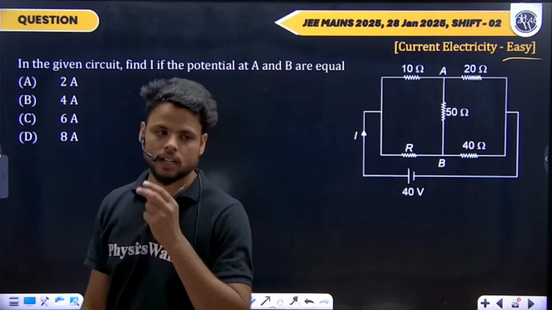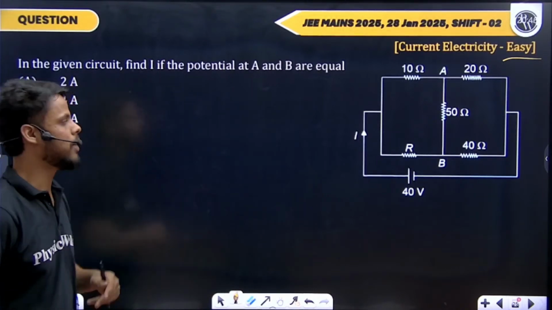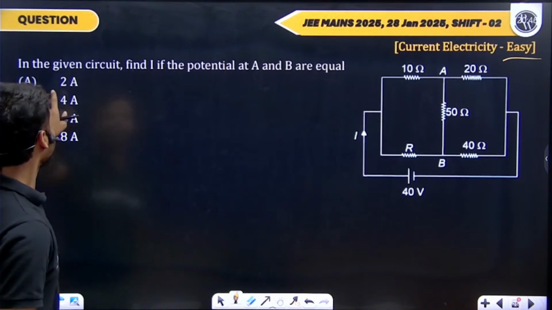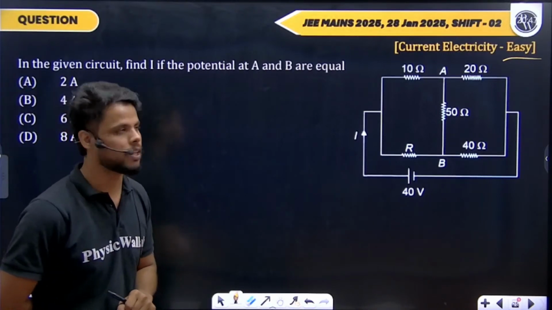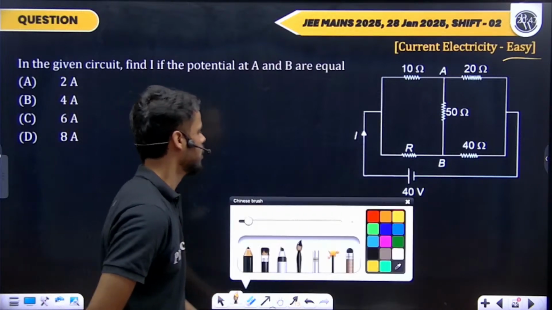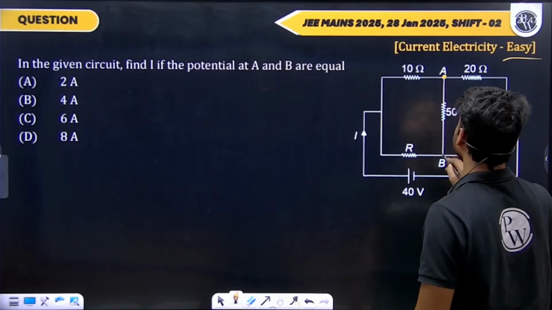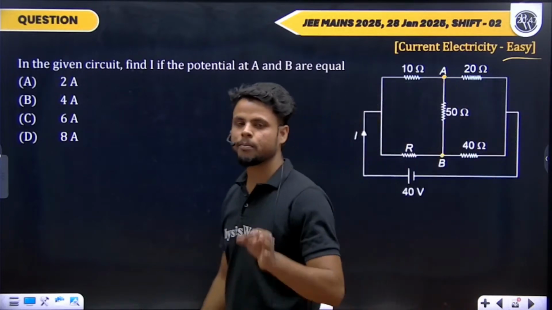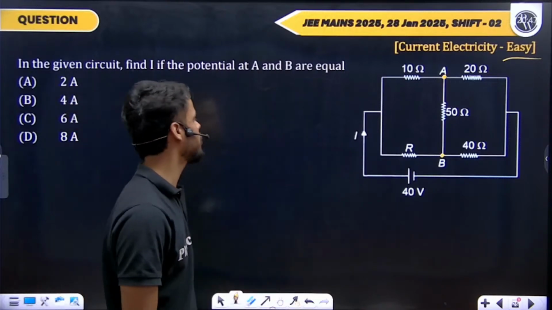Now what is the numerical? First, read the numerical and take out the given data, and after that we will be solving it. In the given circuit, find I if the potentials at A and B are equal. So we are supposed to find the current if the potential of A and B are equal. Do you remember what a Wheatstone bridge is?